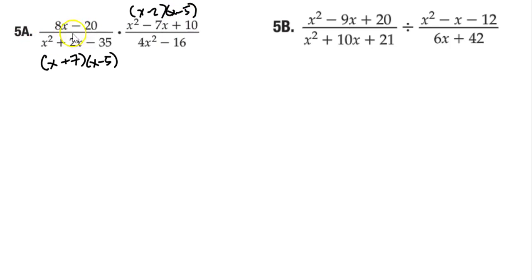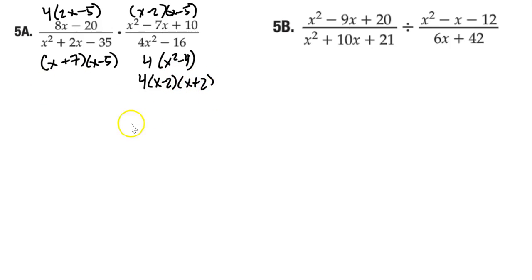Here, a lot of people overthink this. What do they have in common? There's only 2 things, and they have a 4 in common. So you're going to be left with 2x minus 5. Over here, what do they have in common? They have a 4 in common also. So you have x squared minus 16, x squared minus 4, and then you can actually factor it some more. It's the difference of 2 squares: x minus 2, x plus 2.